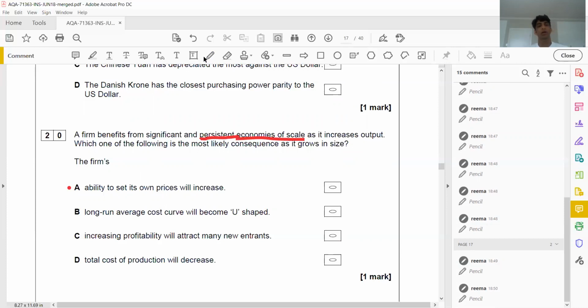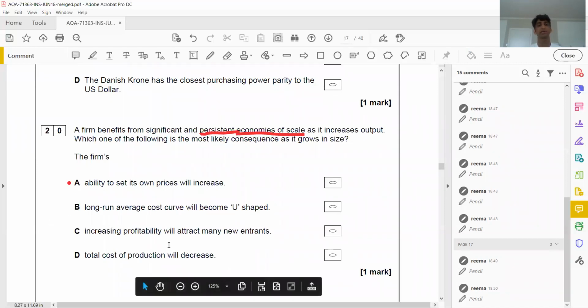So B, long run average cost curve will be U-shaped. Okay, so what U-shaped implies is that it goes down and then it goes up. So in other words, you initially experience economies of scale, but as you get larger and larger as a firm, you might experience diseconomies of scale. Now, while that's not wrong, like technically the average cost curve in most settings is U-shaped, remember what the question has told you, persistent economies of scale. Persistent economies of scale implies that the average cost curve is constantly declining. And as a result, we don't have a U-shaped cost curve, and therefore B is out.